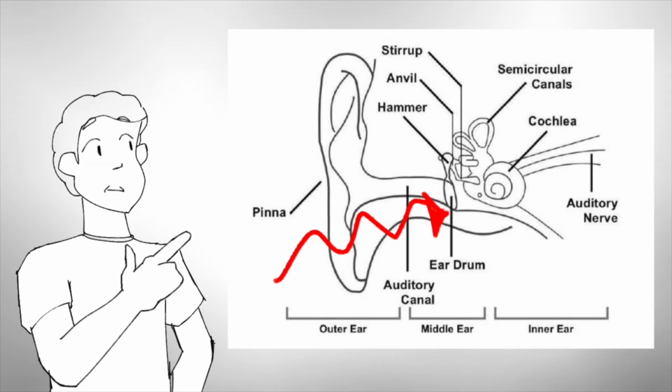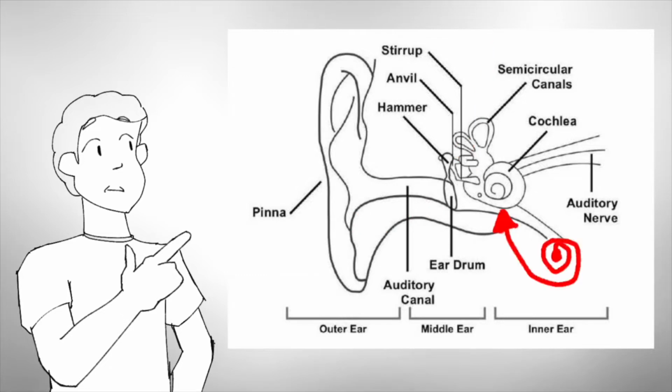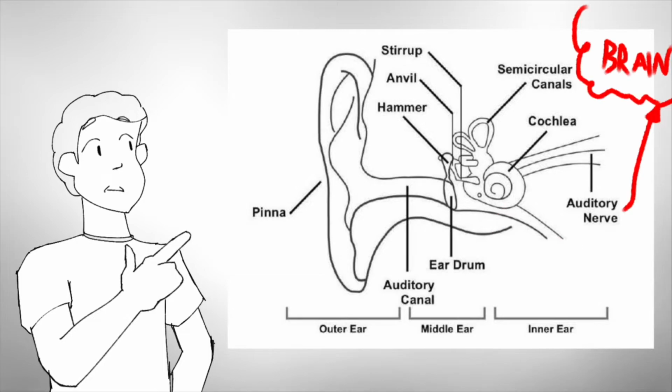Okay, so first, sound waves enter our ear and vibrate our eardrums, which jerks the hammer and hits the anvil, and moves to the stapes. All of it leads to the cochlea, which converts the sound waves into neural signals for the auditory nerve to receive and finally move to the brain.